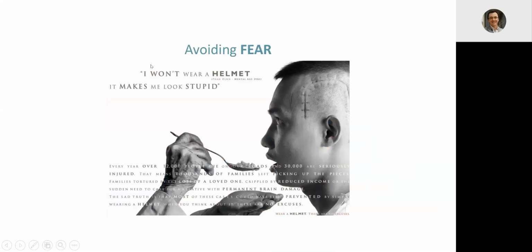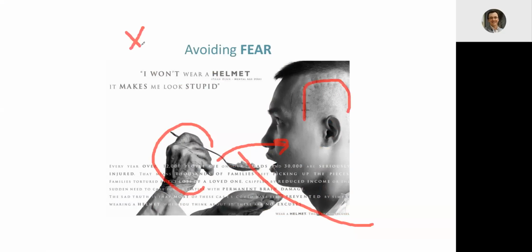Or avoiding fear. I won't wear a helmet, it makes me look stupid. Who seems stupid? So he is paralyzed. Now his mom is feeding him. So who looks more stupid? Wearing a helmet, or without wearing a helmet, staying paralyzed? Zaljans do the same thing.